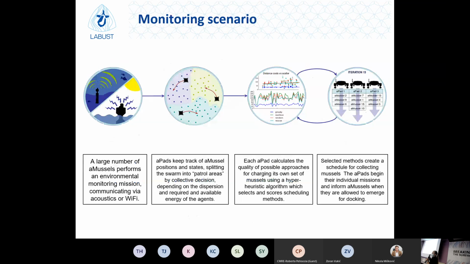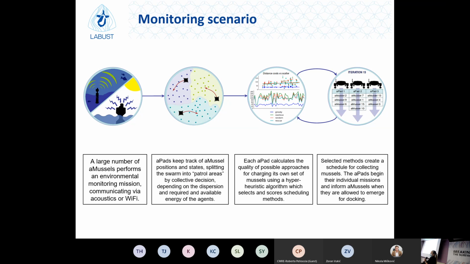This is the monitoring scenario, which I will go over now. So there's a large number of aMussels performing an environmental monitoring mission. For most of the time they are underwater. Sometimes they float up to the surface. This is why they have several modes of communication depending on the environment.